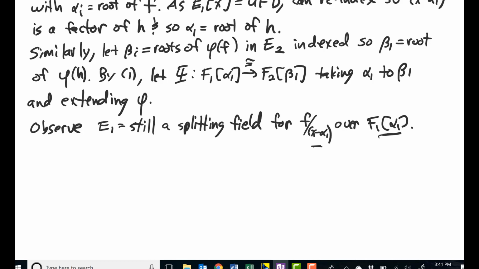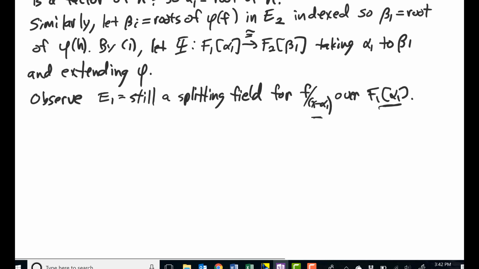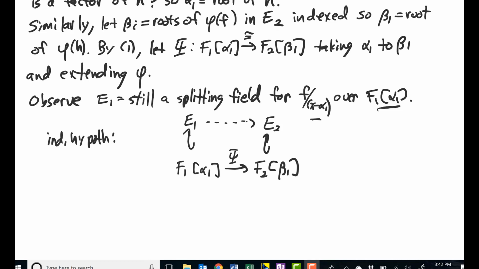So it's exactly the splitting field for this polynomial over a larger base field. Okay, but this polynomial now is degree 1 less. So the inductive hypothesis applies, and we just apply it to this larger base field.